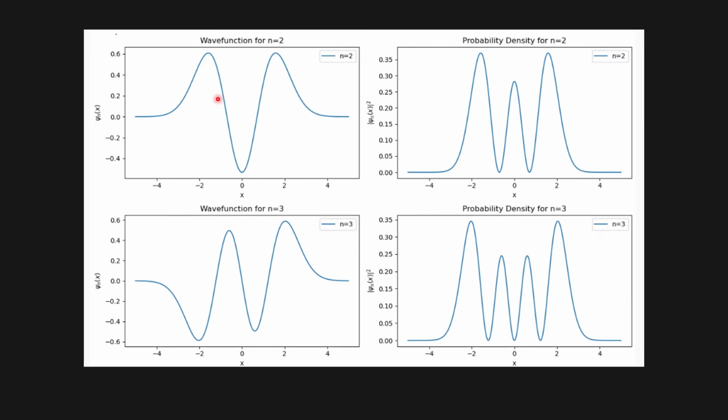When n equal to 2, the x versus the wave function psi of x is like this. The probability density, if you square it, you will get like this. So here you have 2 zero crossings. At two places it crosses zero. Then if n equal to 3, you will get a wave function like this. And if you square it, you will get the wave pattern like this, where you have 3 zero crossings. When n equal to 3, you will have 3 zero crossings.